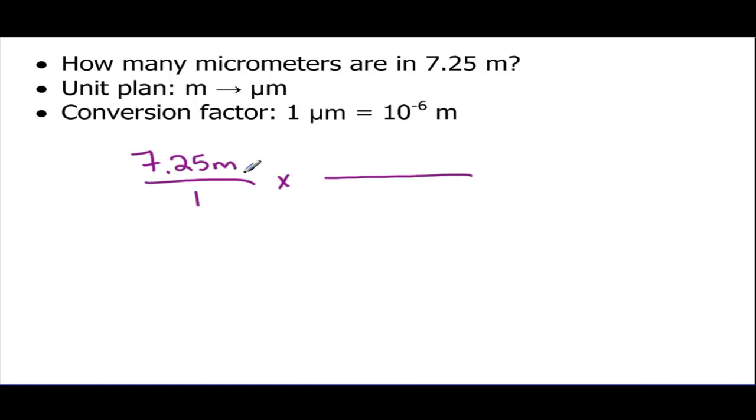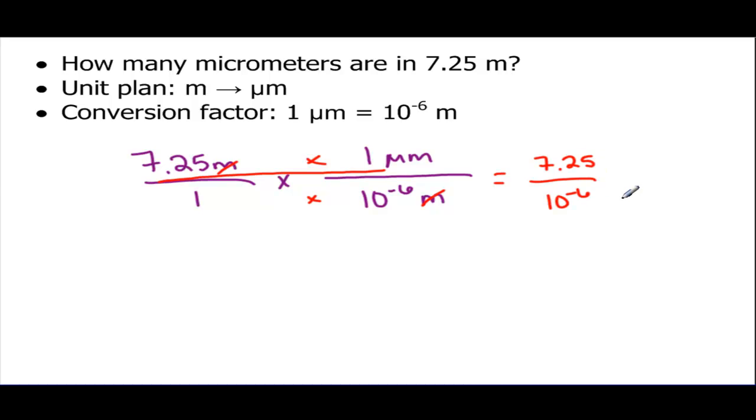Now, we want meters to cancel. So that means we're going to need to make sure that we have meters on the bottom. So this is 10 to the minus 6 meters on the bottom and our 1 micrometer on the top. So that when we put this as one big fraction here, my meters will cancel. All right, so that leaves me with 7.25 over 10 to the minus 6 number-wise. And you can either put that in your calculator or remember your rules, and it would be 7.25 times 10 to the 6 micrometers.